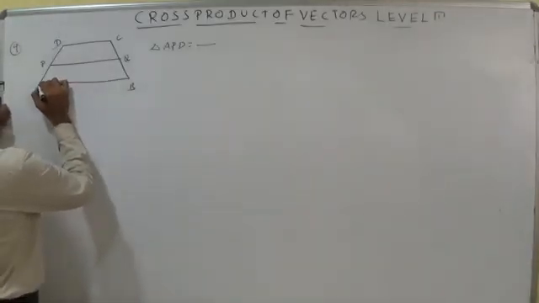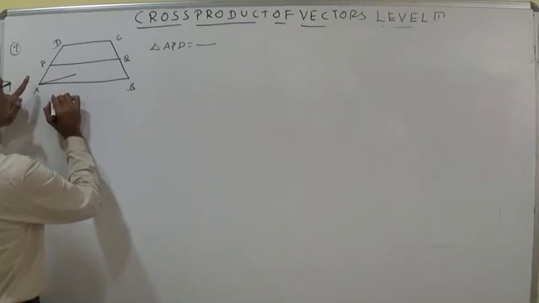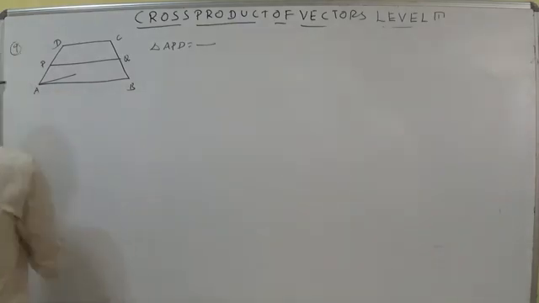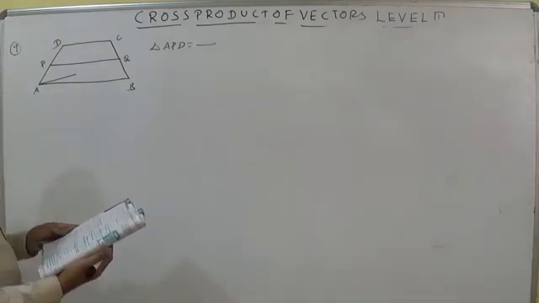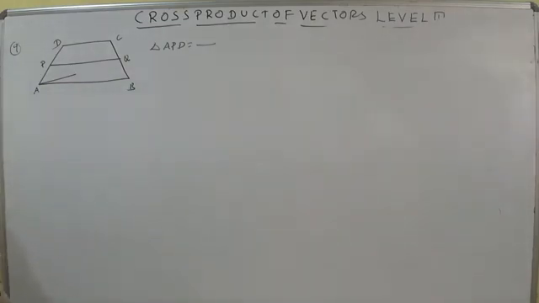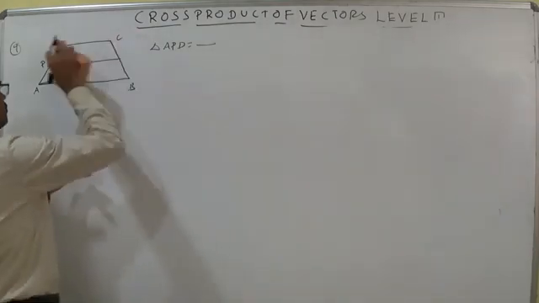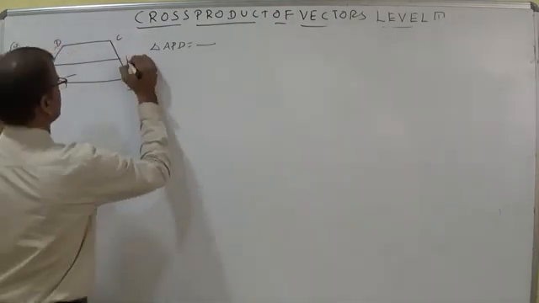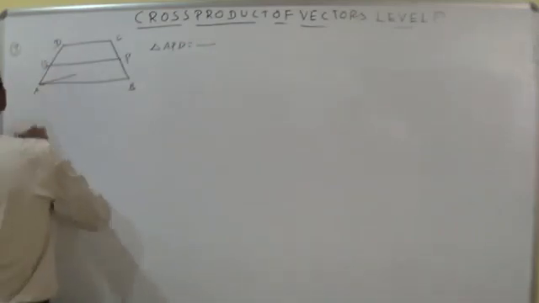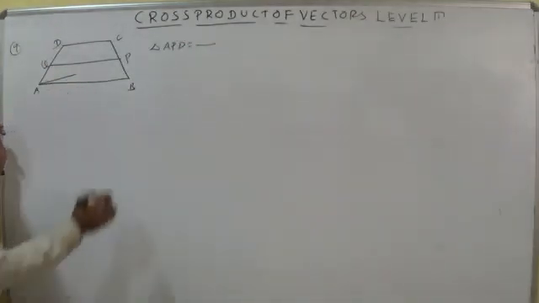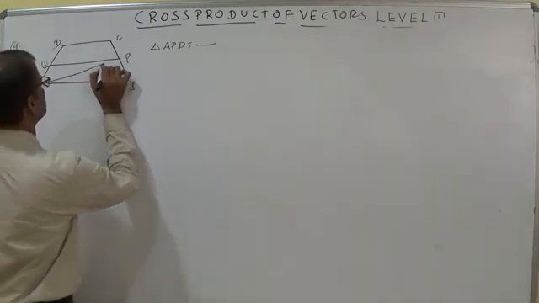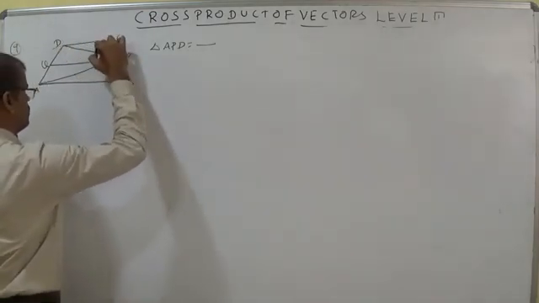Construct the triangle APD. How is it possible? He only gave APD, so we should not take the midpoint like this. You should put the midpoint here, P here and Q here. Midpoint of BC and AD. This is P. So draw like this. Join AP and this one.